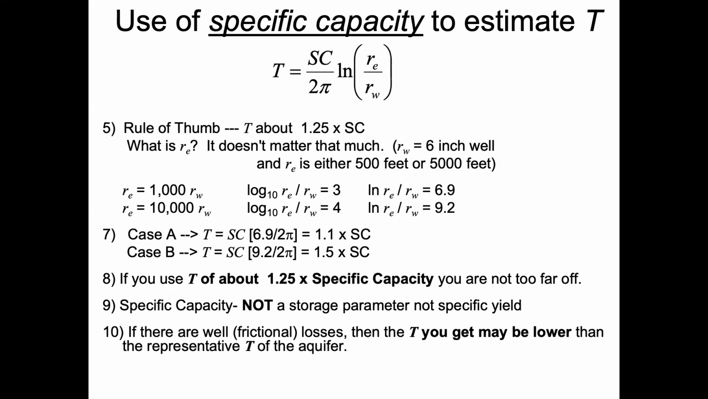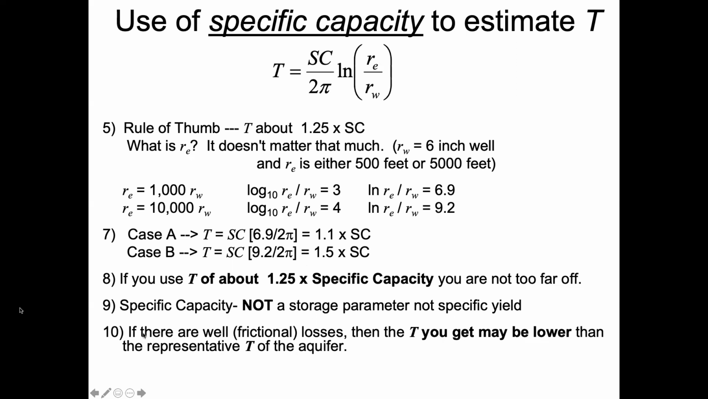Right? Not the best value of transmissivity, but it's a back of the envelope calculation that you can do to kind of check yourself and say, okay, well, generally speaking, this is what I would think the transmissivity should be near. So specific capacity, remember, is not the same as a storage parameter. It is not specific yield. It is just the volume of pumping, as opposed to the change in actual storage of the system. So that's an important factor to keep in mind.